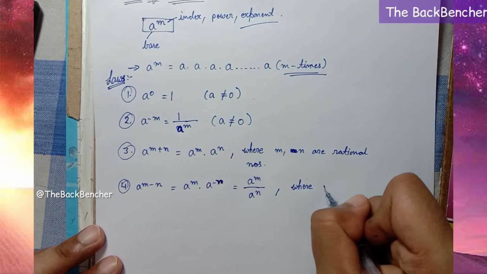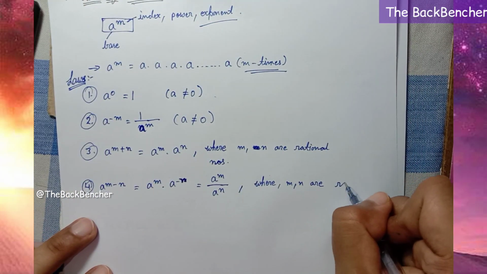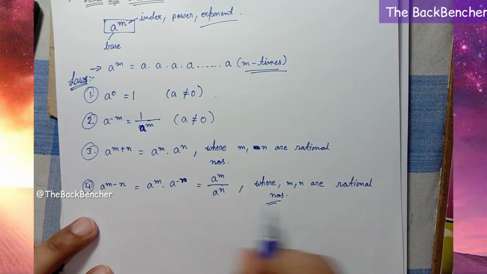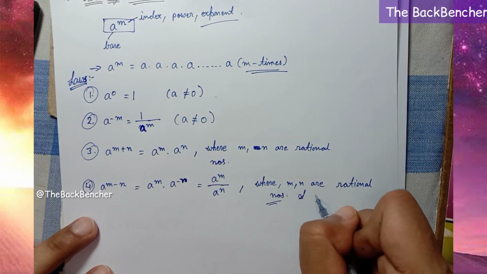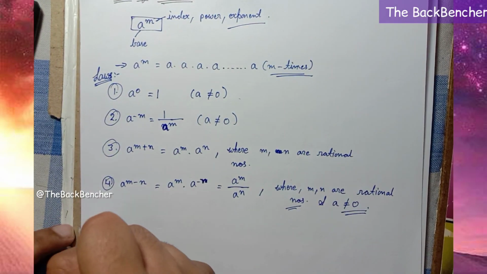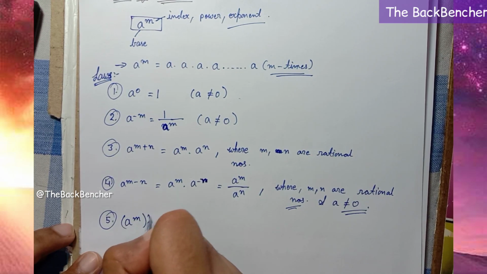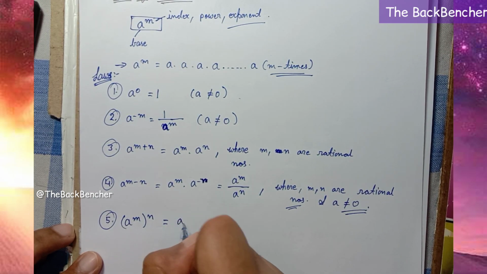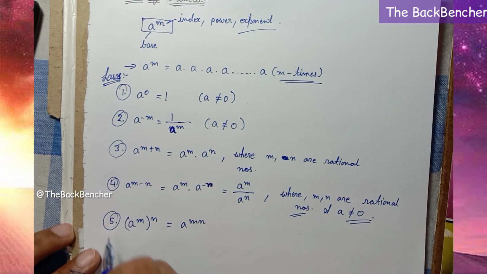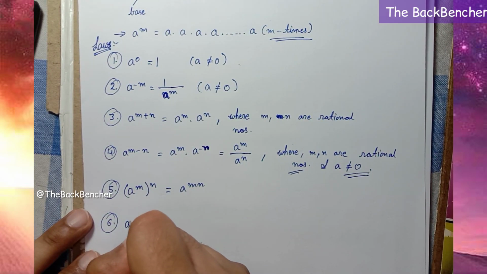As you already know, m and n are rational numbers, and a not equal to 0. Now moving on to the fifth rule. a to the power m, bracket closed, to the power n, where you can simply multiply both the powers, that is a to the power mn.